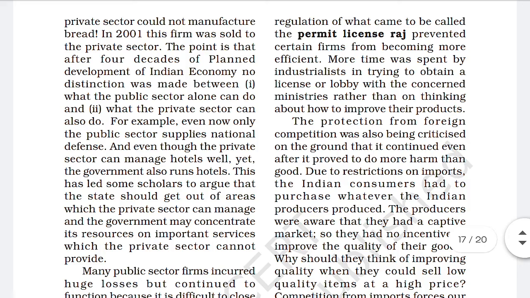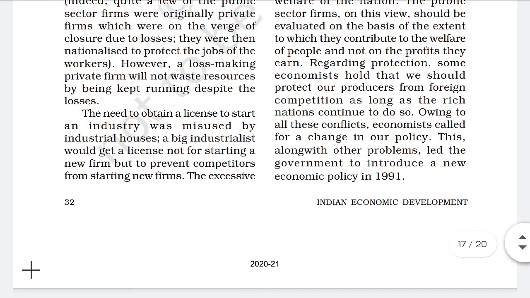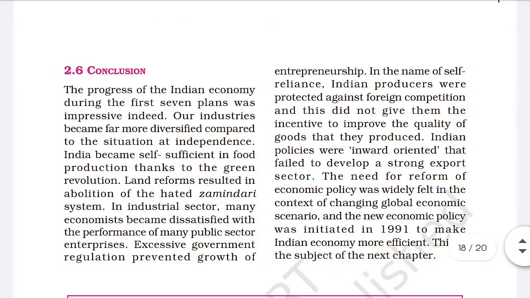So overall, this much is in your second chapter of Indian Economic Development. At the last, in conclusion, there were some good impacts as well as some bad impacts of policies made by the government up to the seventh five year plan, which ended in the year 1990. And in the year 1991, the new economic policy was introduced, which we are going to discuss in the next chapter.